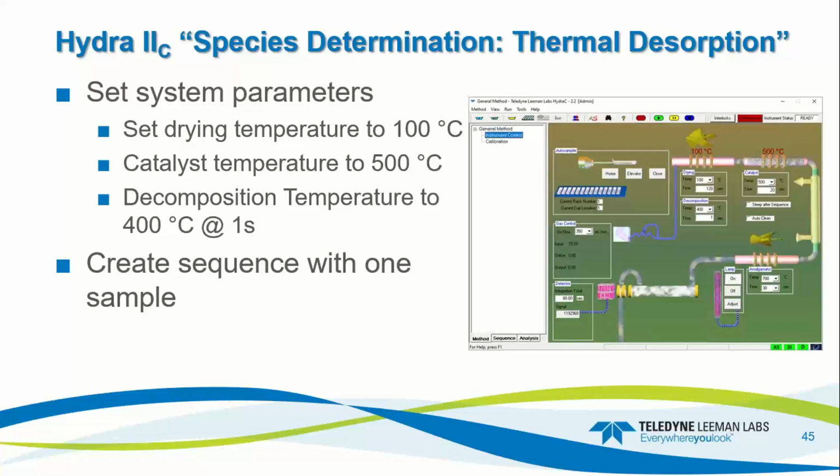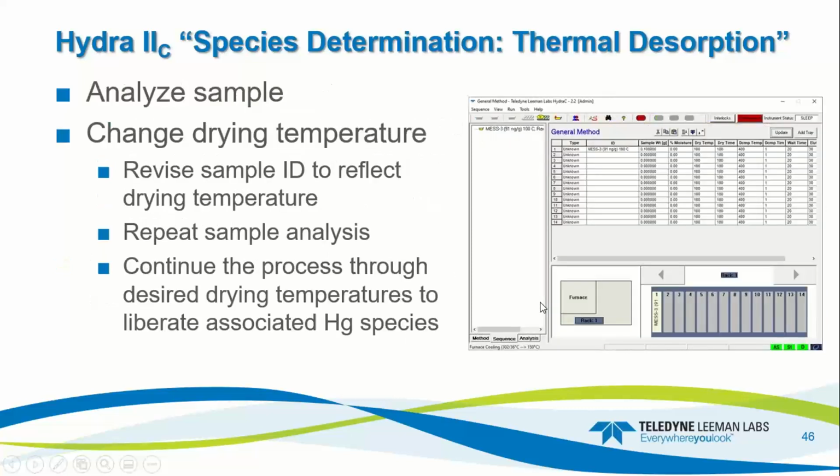So to do the thermal desorption, you set the system parameters, dry time at 100 degrees C, and then catalyst temperature at 500, and then the decomposition temperature at 400 with 1 second. Then you can create a sequence with one sample. And then this is how it works. So you analyze that sample, and then you're going to go back in, and since it's customizable, you can change the dry time. So start with 100, maybe go to 150, and then you can revise the ID to reflect that change in temperature, and then repeat that analysis.